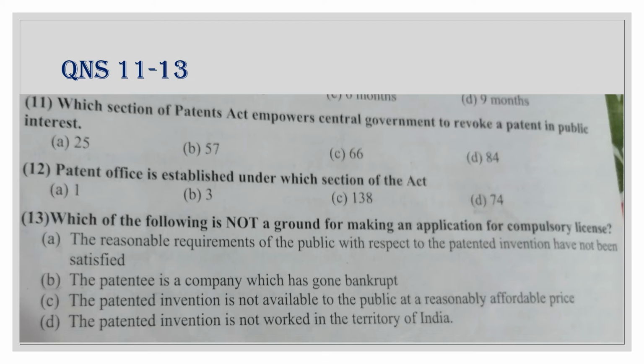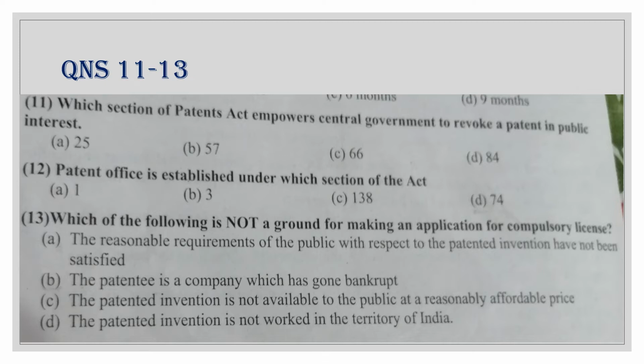Which of the following is not a ground for making an application for compulsory license? Okay. See the question. The question is: not a ground. Okay. So let me read the options for you. Option A says, the reasonable requirements of the public with respect to the patented invention have not been satisfied. Option B, the patentee is a company which has gone bankrupt. Option C, the patented invention is not available to the public at a reasonably affordable price. Option D, the patented invention is not worked in the territory of India.